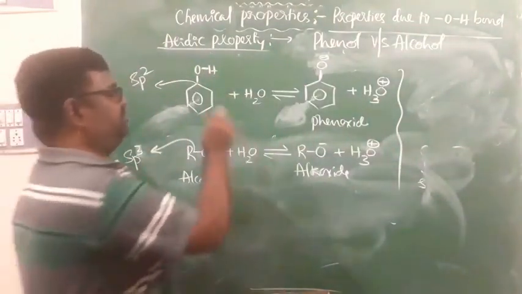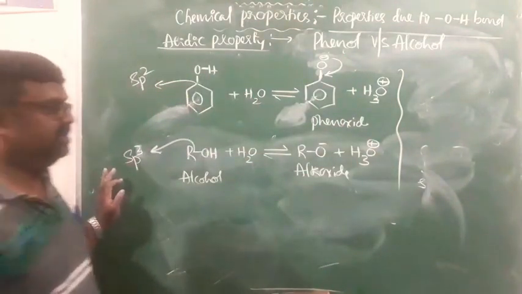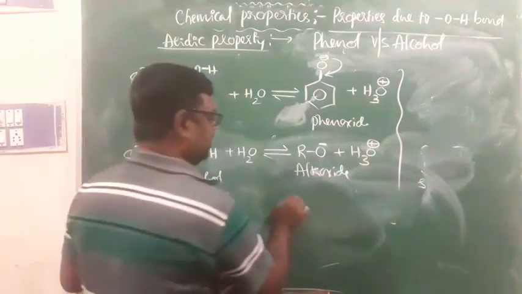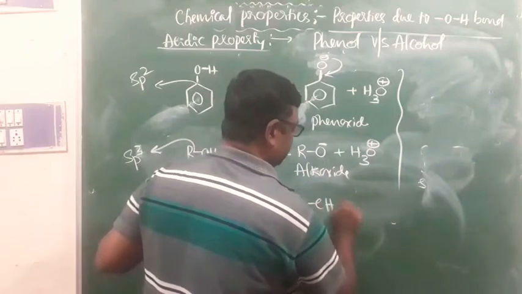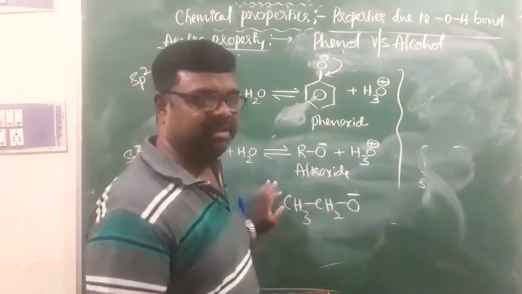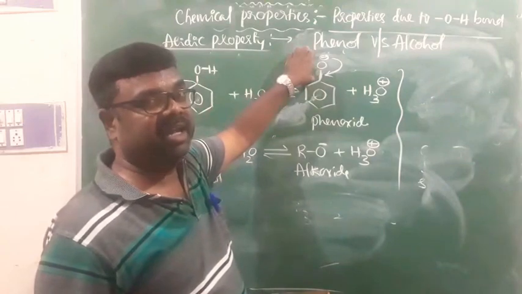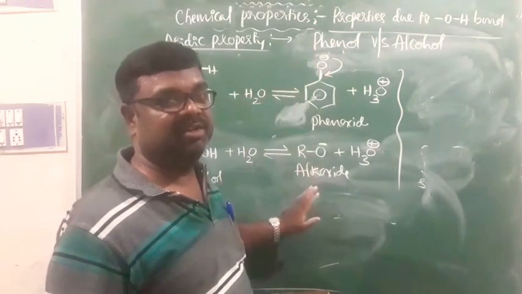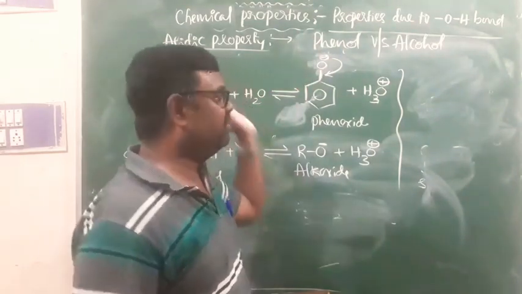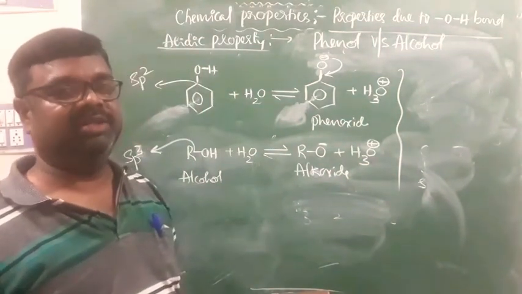The second reason is, in the case of phenol, you are going to get phenoxide, and that is resonance stabilized. But in the case of alkoxide, we don't find any resonance structures. You cannot write any resonance structures for the alkoxide because there is no conjugation. We don't find any conjugated system here. Therefore, phenoxide is stabilized by resonance, but alkoxides are not. Therefore, phenoxide is more stable than alkoxide, and therefore phenol is more acidic than alcohol.